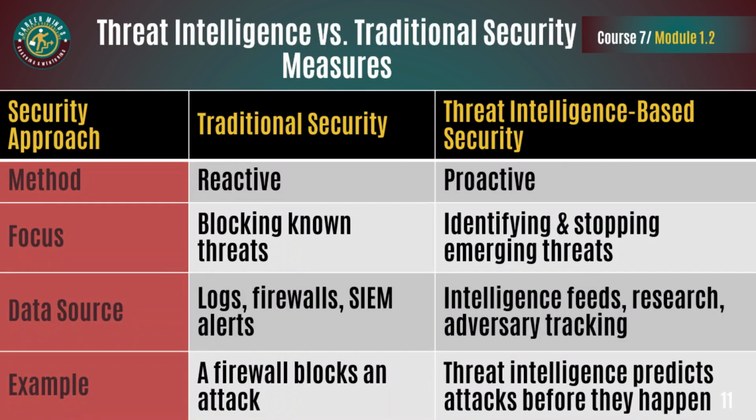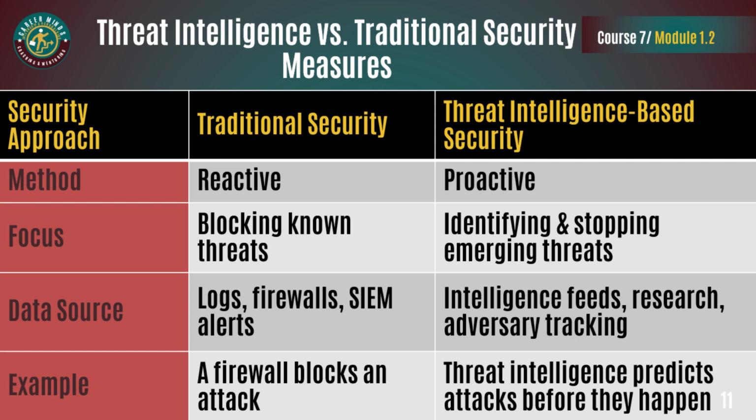So now let's compare threat intelligence with traditional security measures. We'll look at the security approach and then compare traditional security with threat intelligence-based security. The very first approach is method. Under traditional security, it's very reactive. But when you move to threat intelligence-based security, it's proactive. Another approach is focus. Traditional security focuses on blocking known threats, while threat intelligence focuses on identifying and stopping emerging threats.